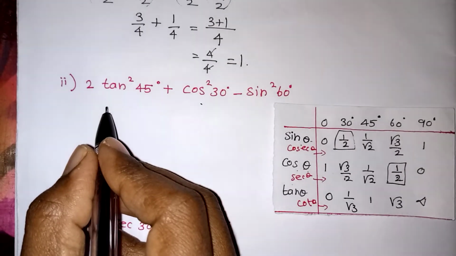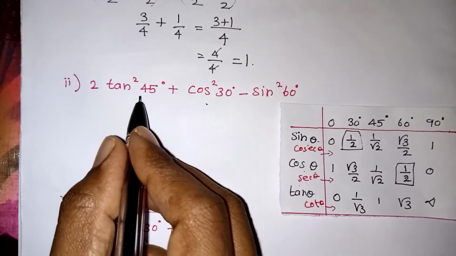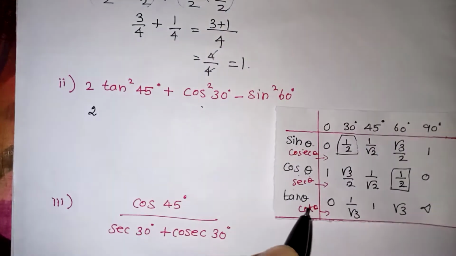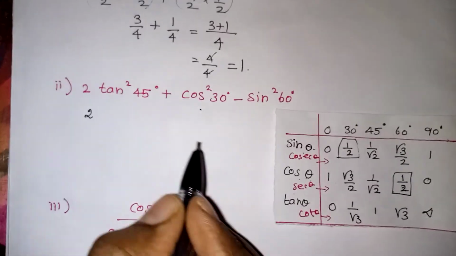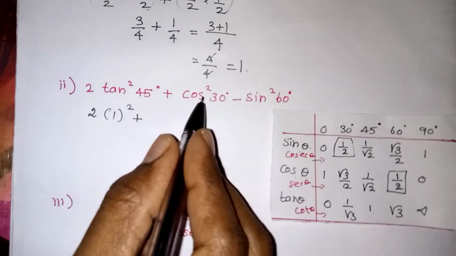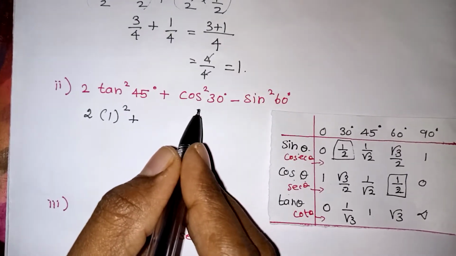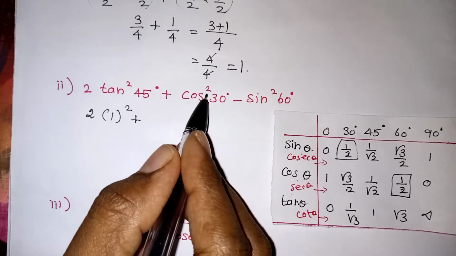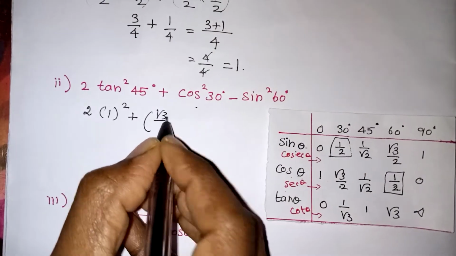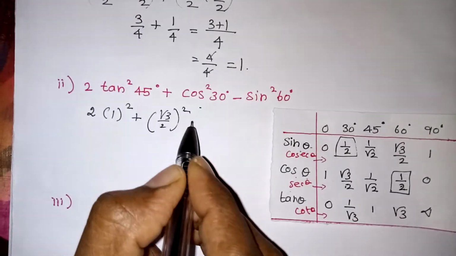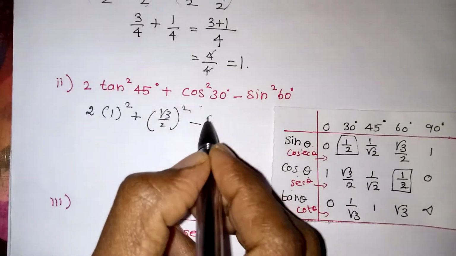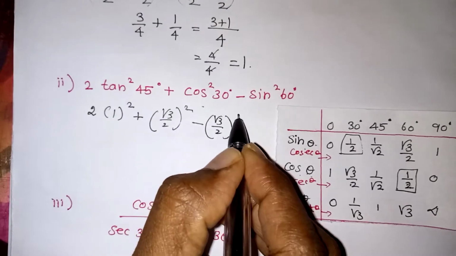So here the question given is 2 into tan squared 45. That means 2 will be written as it is. Tan 45 degree is 1, so here the square is there, that will be 1 squared. Plus cos squared 30. Cos 30 value is root 3 by 2, so root 3 by 2 the whole square. Minus sin squared 60. Sin 60 value is also root 3 by 2, so root 3 by 2 the whole square we can write.